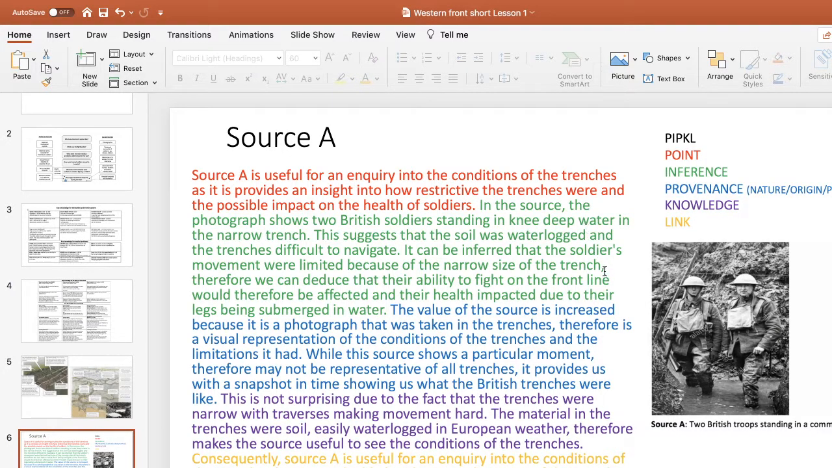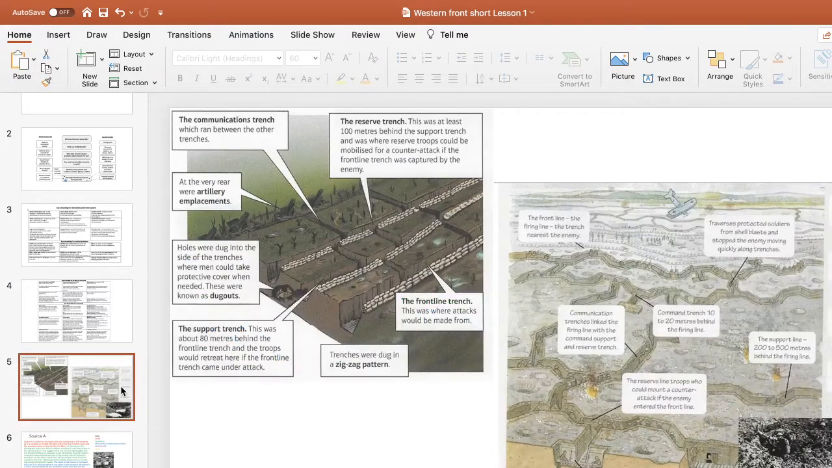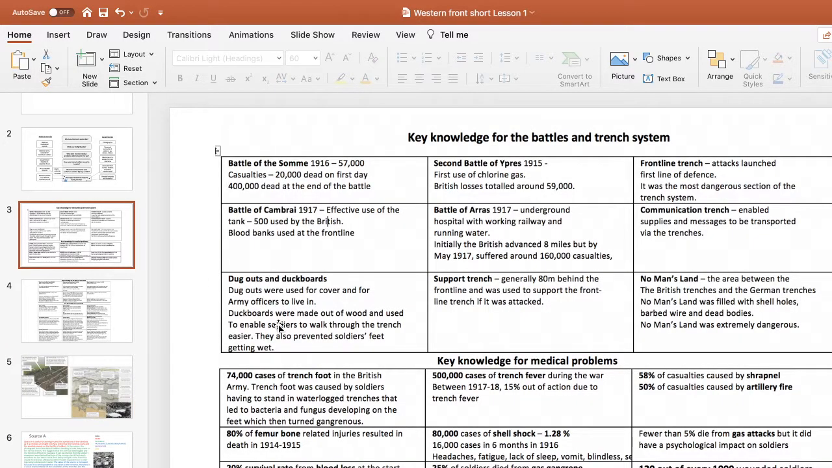I focus on the content of the source first, so what I can learn based on what's in the source. Then I focus on the provenance, so the fact that it's a photograph, the nature of it, and why that's useful. Then I put in some relevant knowledge to either support the source in explaining the conditions of the trench or dispute it. And in this case, I talk about the idea of the traverses making the movement hard, the European weather, and the waterlogged soil. You can put in that knowledge based on the diagrams and the knowledge that you know of the trenches, or use the knowledge grids to help you.